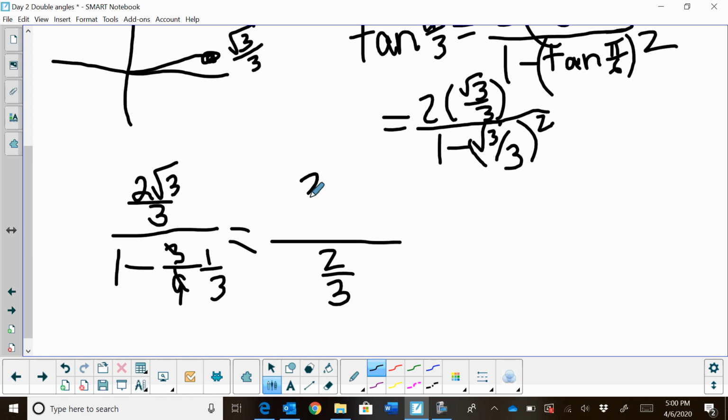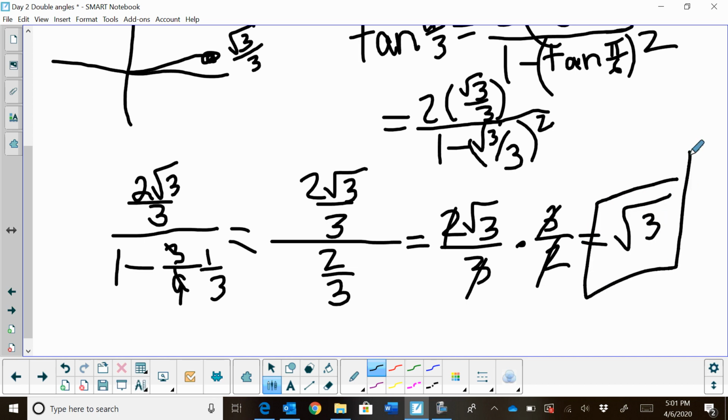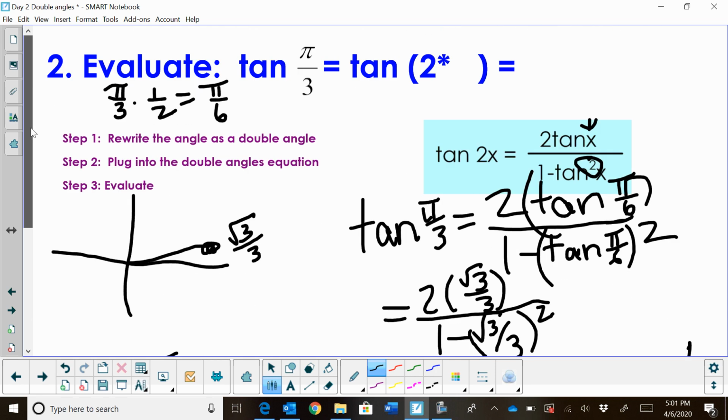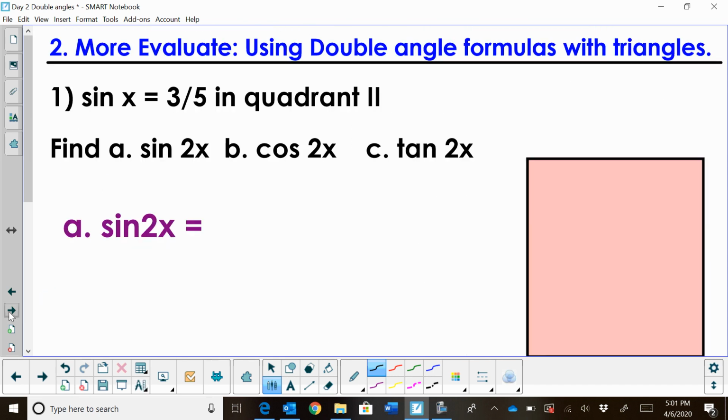My numerator is 2 root 3 over 3. So when you have a complex fraction, we're going to use keep, change, flip. So keep the first one, multiply, and then multiply by the reciprocal. And boom. So what's our final answer? Our final answer is the square root of 3. So that is what the tangent of pi-thirds is, using the double angle formula. So there's your third one.